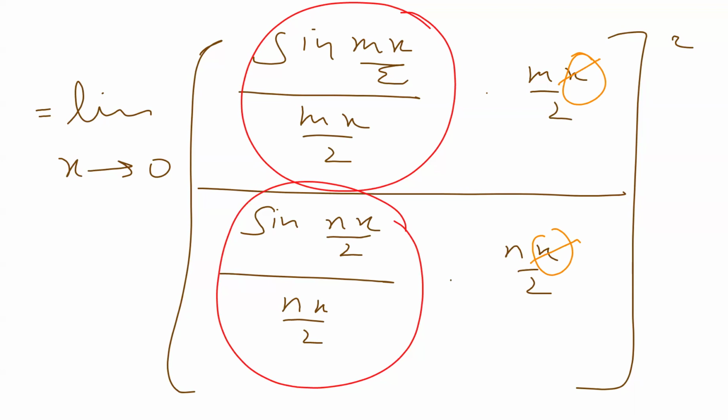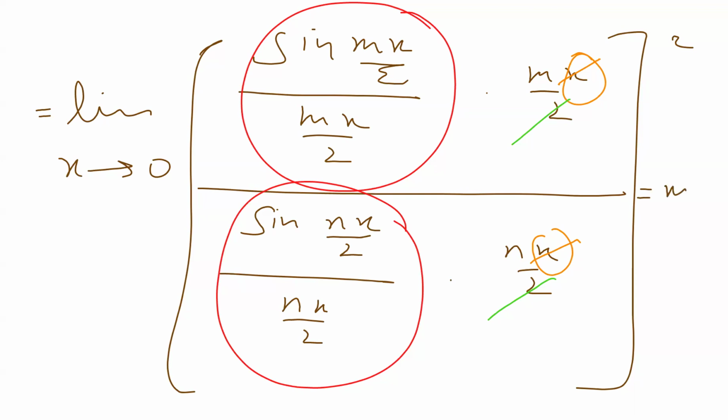Okay. So final answer: 1 into m by 2. By the way, 2 and 2 will also get cancelled, this 2 and this 2. So 1 into m upon 1 into n, the whole square. The red color circles are 1. So can someone tell me what should be the final answer then? M square upon n square.